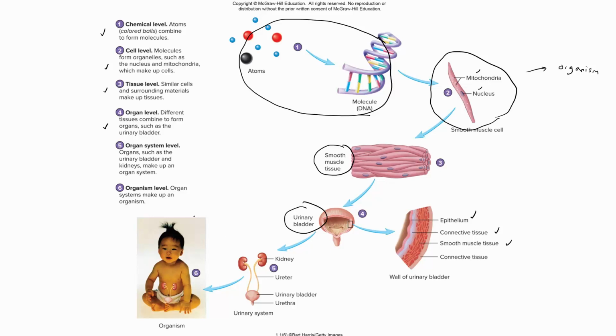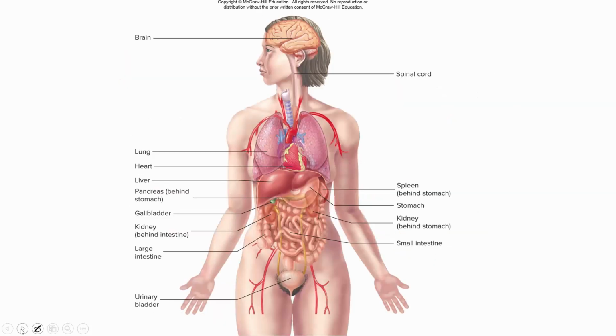Several organs are then going to combine to form an organ system. And then several organ systems will make the organism. Okay, so when you look at these, make sure you understand, if I say smooth muscle tissue, I do want you to understand that that's obviously going to be the tissue level. Have a basic understanding of these. We'll talk about all of these in much more detail throughout the course.